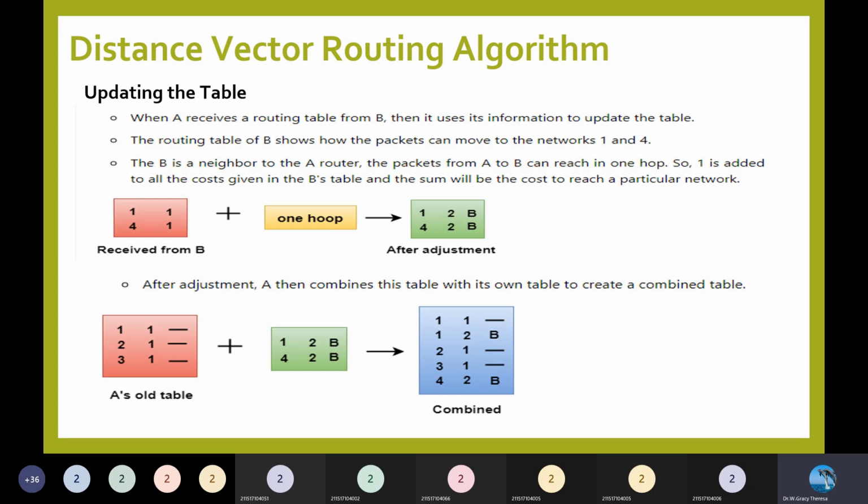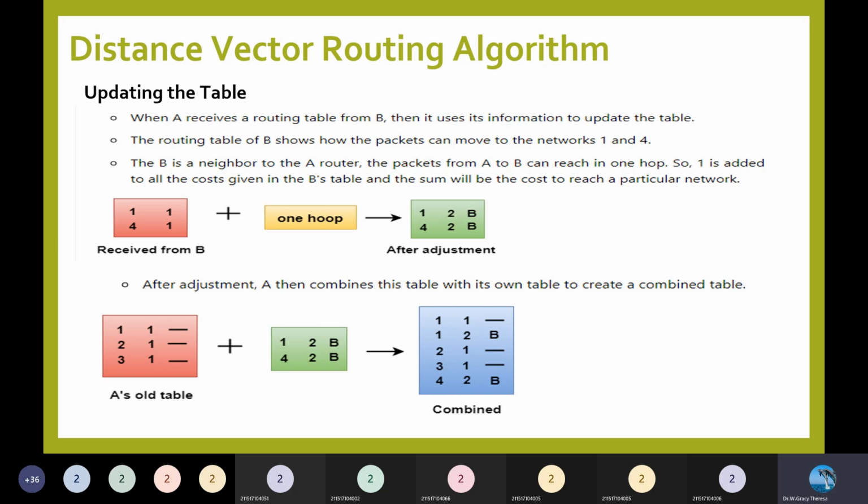Next, second column. What is the second one? According to B, network ID 4 is only one hop. Now A is getting that information from B, so A is going to be updated. A knows the information about network ID 4, and according to A, B is one hop, and B to network ID 4 is another one hop. So it is updated as 2, and that is reached only with the help of B. So this is a new entry actually.